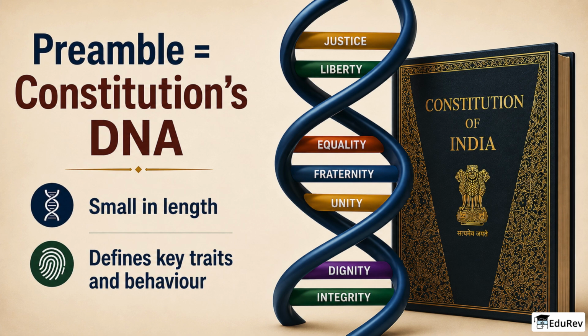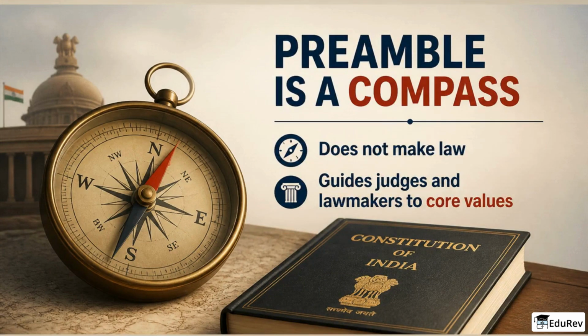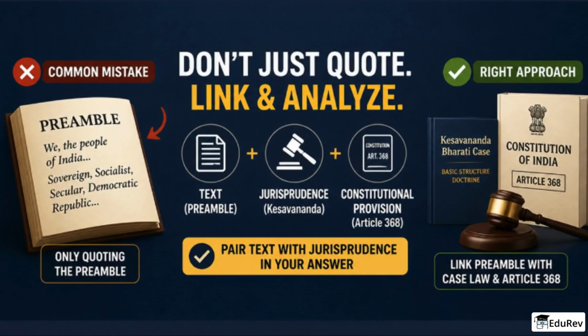A quick visual. Imagine the preamble as the Constitution's DNA, small in length but defining the organism's key traits and behavioral code. Another useful analogy is to see the preamble as a compass. It does not make the law directly, but it points judges and lawmakers toward the Constitution's core values. Common CLAT PG trap. Students quote the preamble but fail to link it to cases like Kesavananda or to Article 368. Avoid that by pairing text with jurisprudence in your answer.